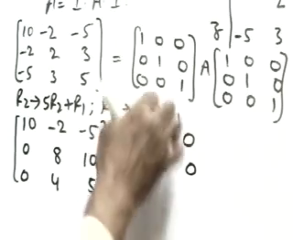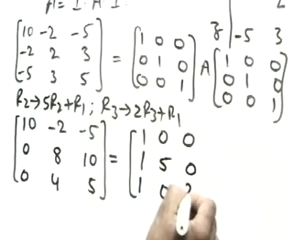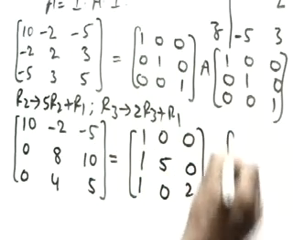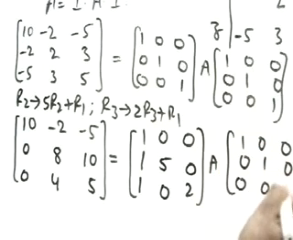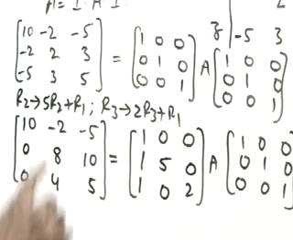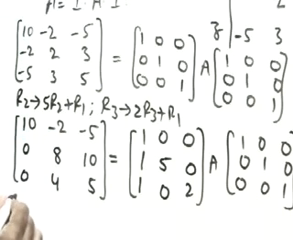Now 2R3 plus R1: 2 zeros are 0 plus 1 is 1, both are 0 0, 2 ones are 2, plus 0 is 2. Now you write the second matrix as it is, 1 0 0, 0 1 0, 0 0 1. Now next step, we made these two zeros. In the same way we have to make these two zeros, same procedure.